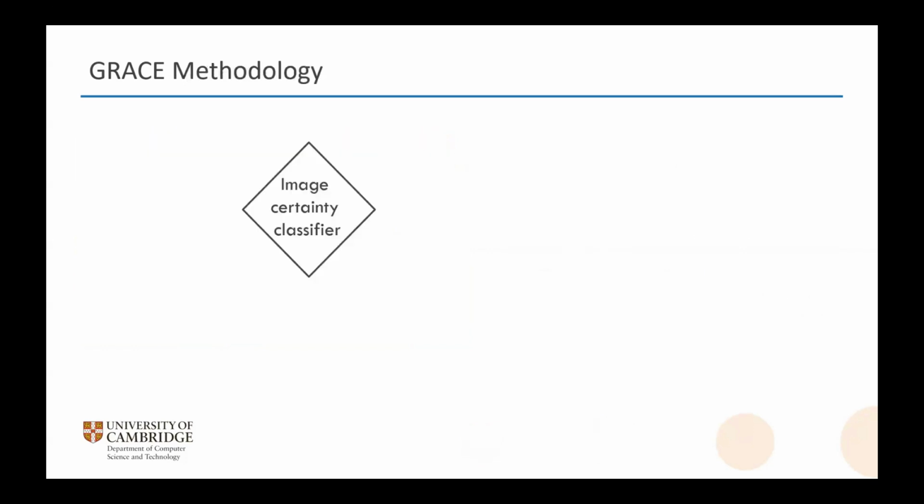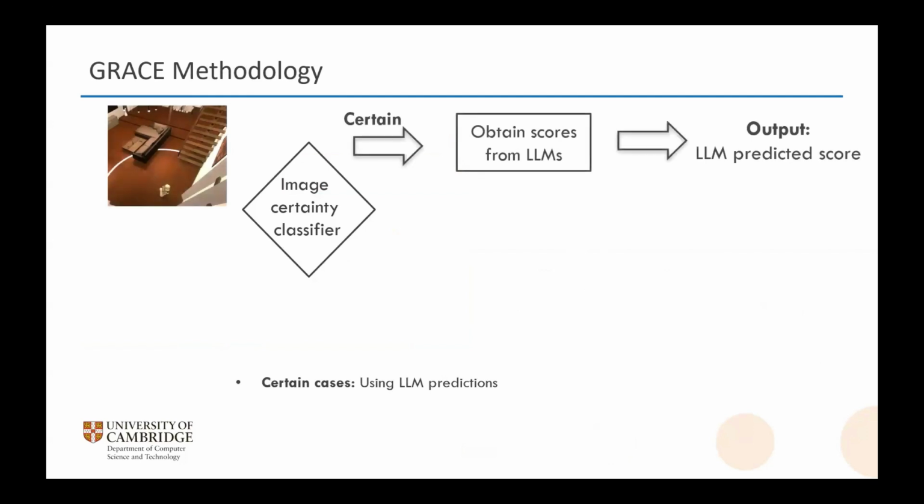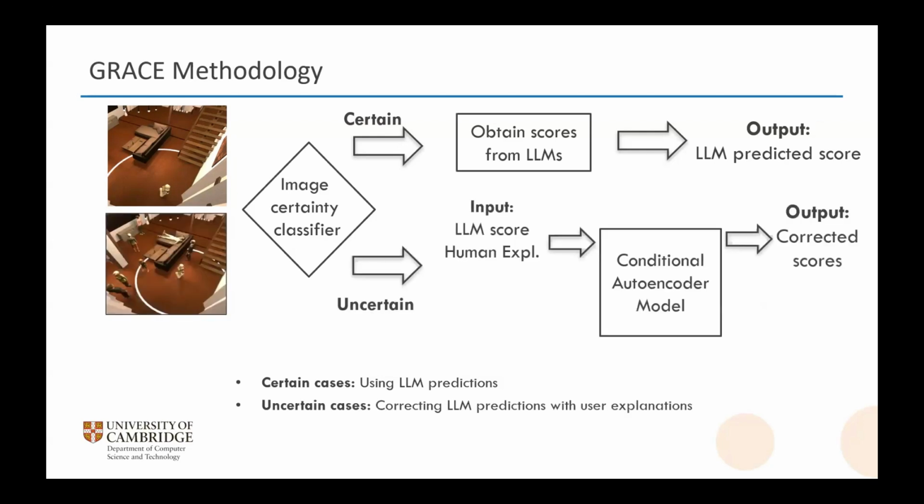And by using this dataset, we propose the GRACE methodology, which first has the image certainty classifier. This classifies certain scenes where, for instance, there are not that many people, so probably people would agree among each other on their social appropriateness scores. We obtain the common sense reasoning through large language models, and we directly output LLM predictions. But for the more complex situations, when there are so many people and it's a crowded scene, for uncertain cases that people might disagree among each other, we use a conditional autoencoder model.